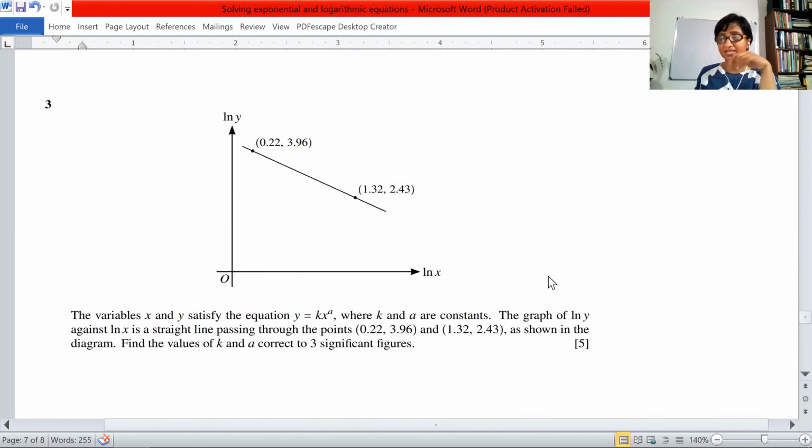Now, I hope you can see that the intercept is not given in the sketch they have drawn. In the earlier one, the coordinates of the intercept had been given. Here, it's not given.